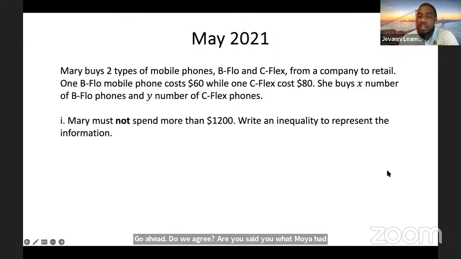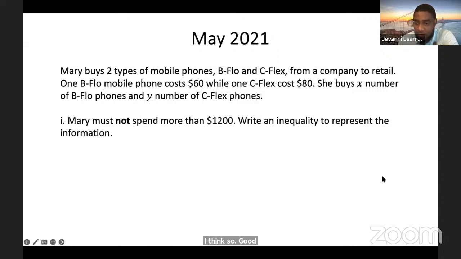60x plus 80y is equal to 1,200. Repeat the inequality sign that you use. Could you repeat it? Less than or equal to 1,200. All right, good. I guess everybody's on the same page.